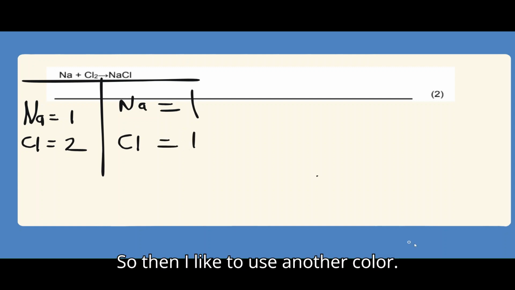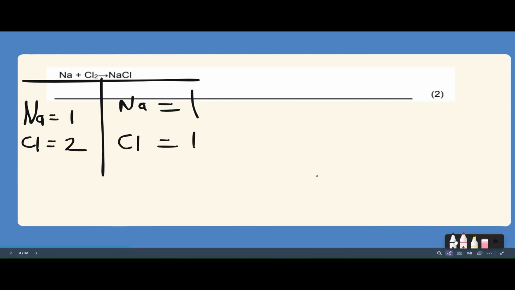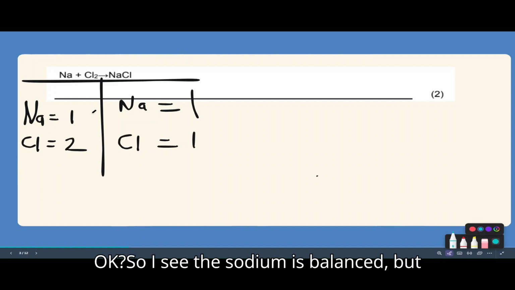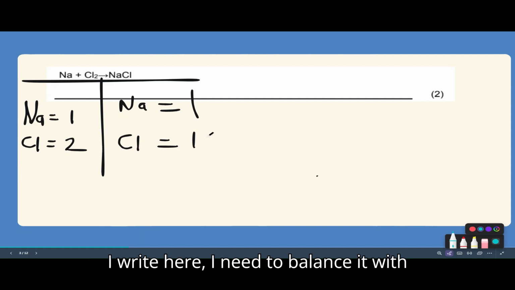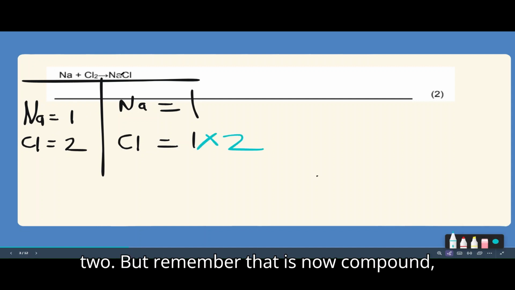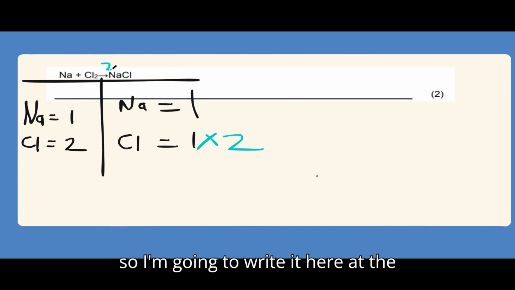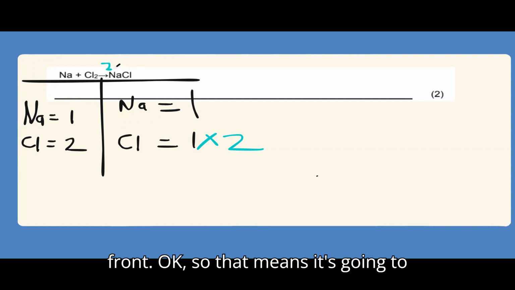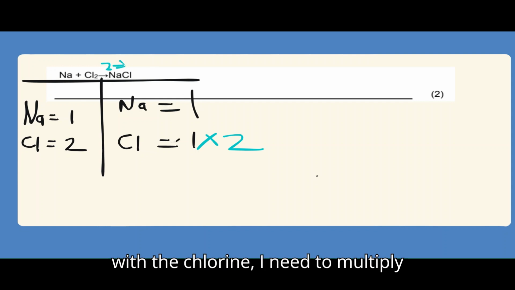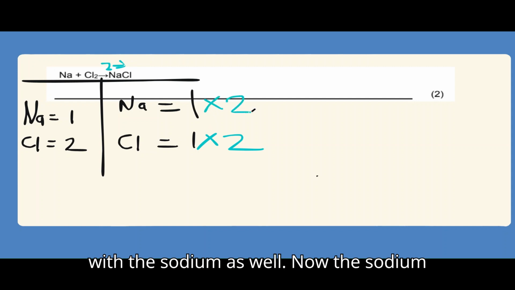Then I like to use another color. Let me make it blue. I see the sodium is balanced, but now I need to balance the chlorine. So I need to balance it with 2. But remember, that is now a compound, so I'm going to write it here at the front. That means it's going to multiply throughout. So if I multiply the chlorine, I need to multiply the sodium as well.